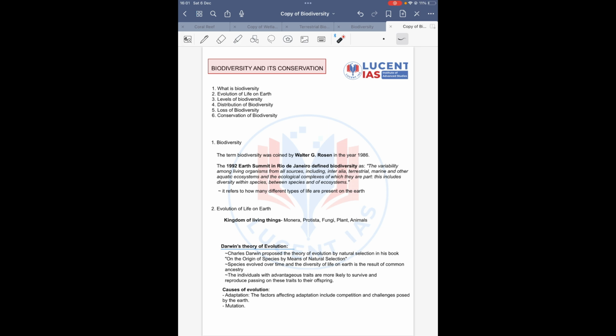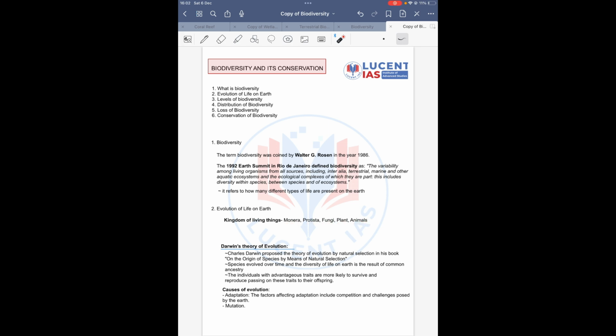So in simple terms, biodiversity মানে কি? It refers to how many different types of life are present on the earth. Clear? So next, evolution of life on earth. Mainly the kingdom of living things, we see 5 kinds of kingdoms. One is the Monera, Protista, fungi, plants and animalia or animals.